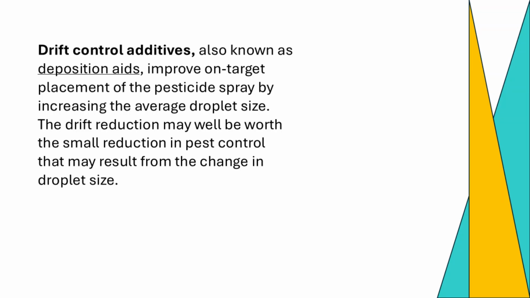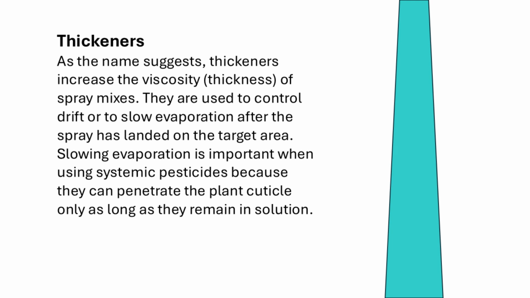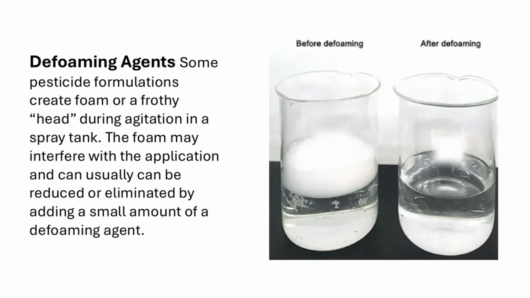Thickeners. As the name suggests, thickeners increase the viscosity, thickness of spray mixes. They are used to control drift or to slow evaporation after the spray has landed on the target area. Slowing evaporation is important when using systemic pesticides because they can penetrate the plant cuticle only as long as they remain in the solution.